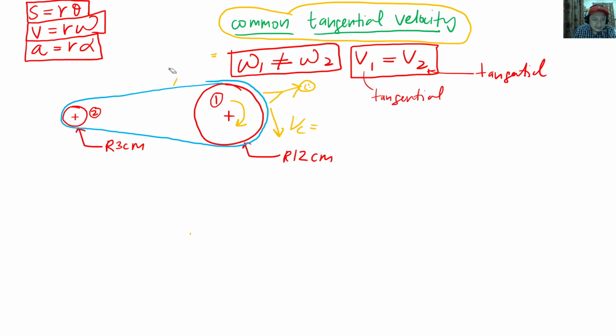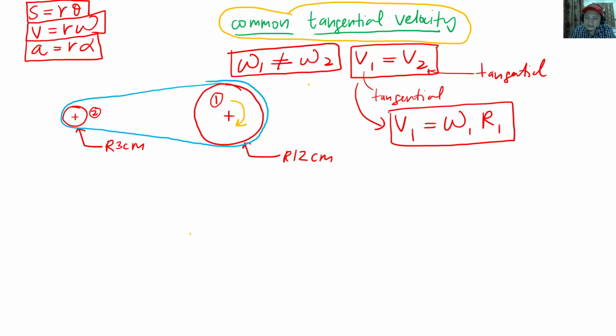This is a bicycle. What else should I draw here? Okay, so V1 and V2. You know at location 1, V1 is equal to omega 1 R1. How about location 2? V2, okay, let's do something like this. V2 you know already is equal to omega 2 R2.